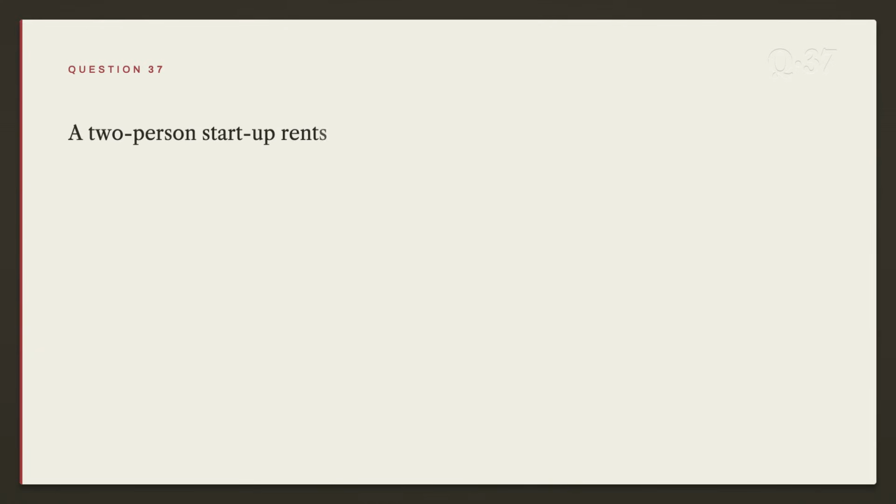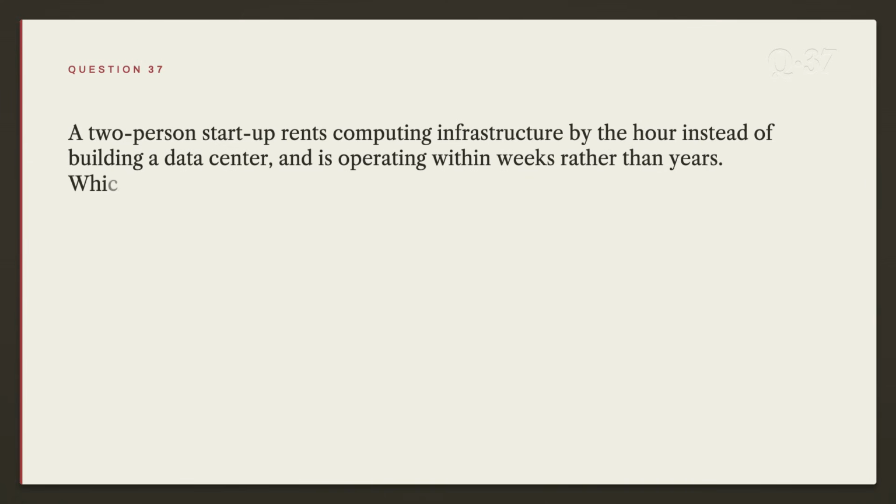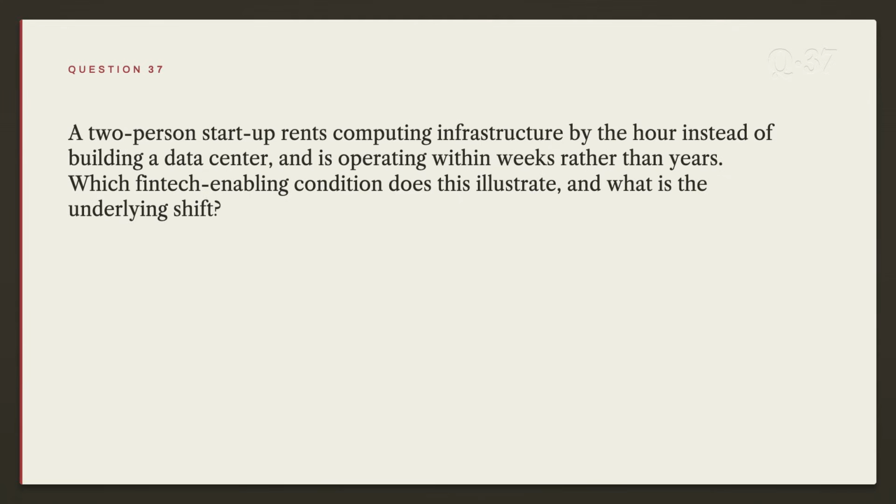Question 37. A two-person startup rents computing infrastructure by the hour instead of building a data center, and is operating within weeks rather than years. Which fintech enabling condition does this illustrate, and what is the underlying shift?